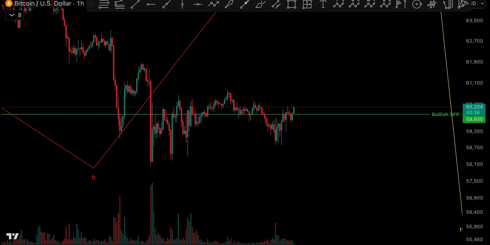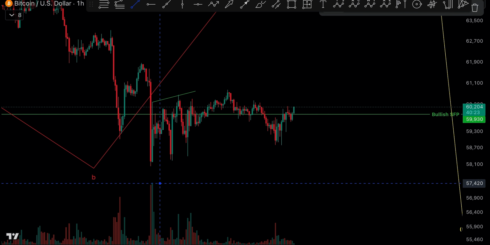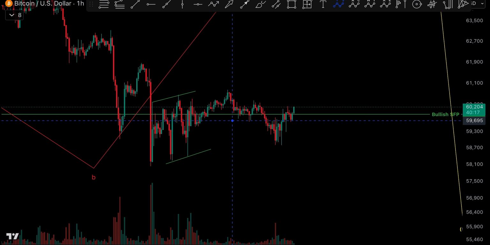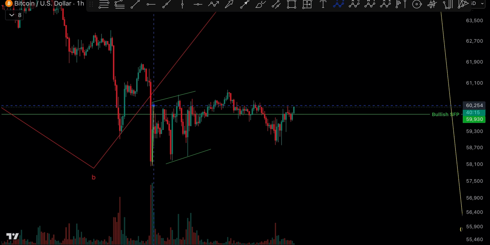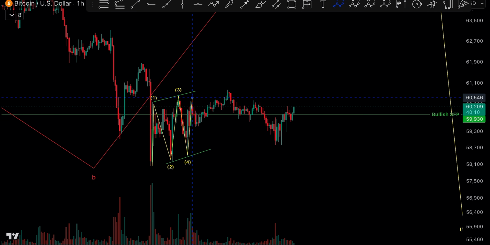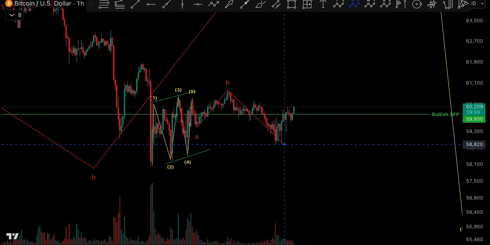Okay, I'm using the wrong tool here. So we will have to use it this way. And from this bottom, we will have to use it this way. So let's use the wave structure. This is 1, this is wave 2, wave 3, wave 4, and wave 5. So the wave 5 is truncated here. And now we are going to use this corrective structure as a B, C wave.